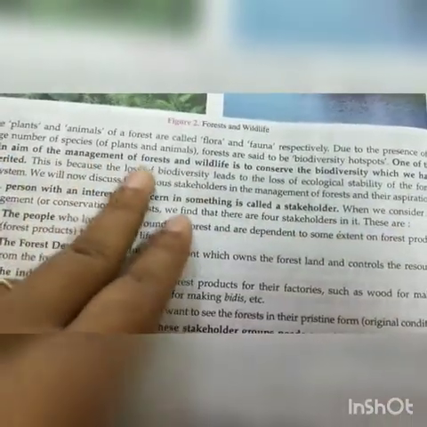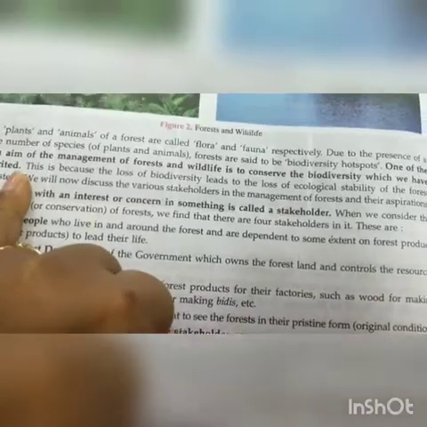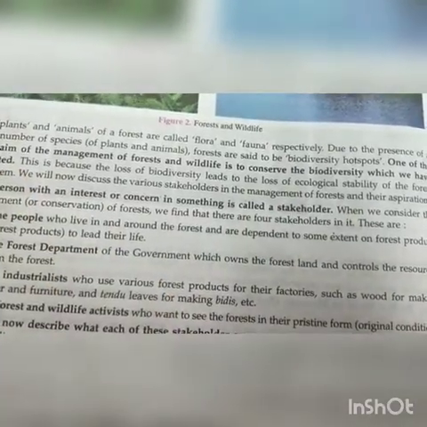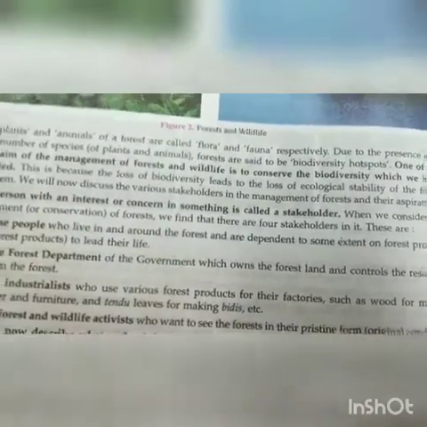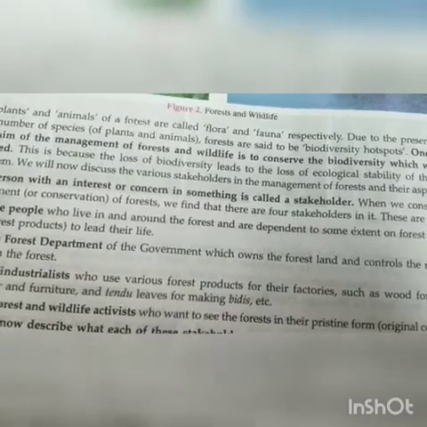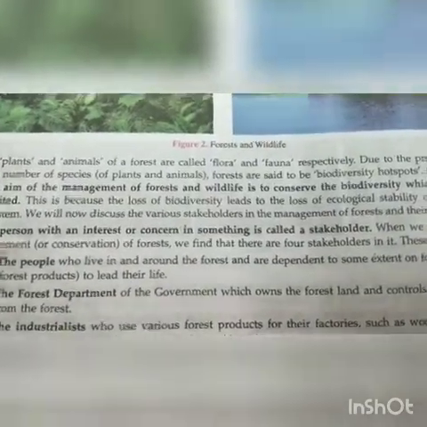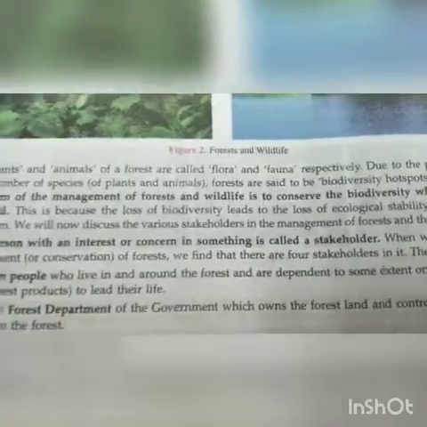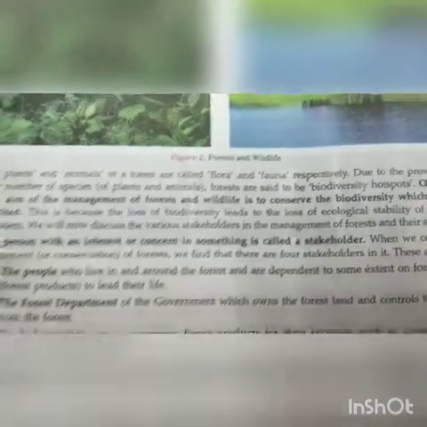One of the main aims of the management of forest and wildlife is to conserve the biodiversity which we have inherited. So, what is one of the main aims of the management of forest and wildlife? To conserve the biodiversity which we have inherited. It means we belong to that forest. Inherited means we belong to that forest. We get something from our parents, and in the same way we are getting something from that forest. So it is our inheritance. It is like our property, we can say. Okay.